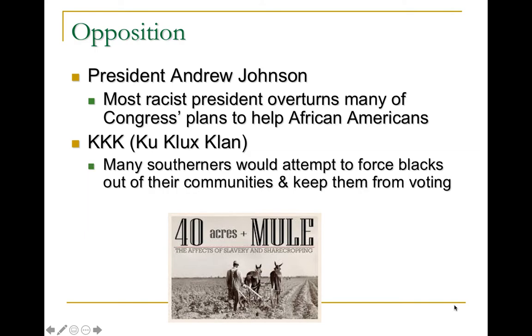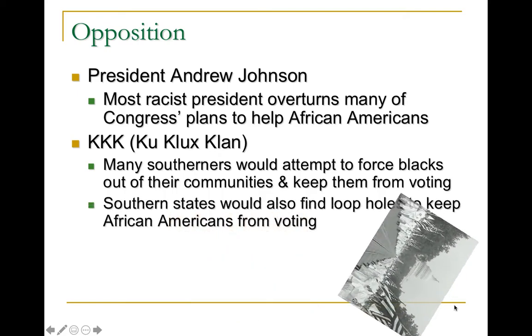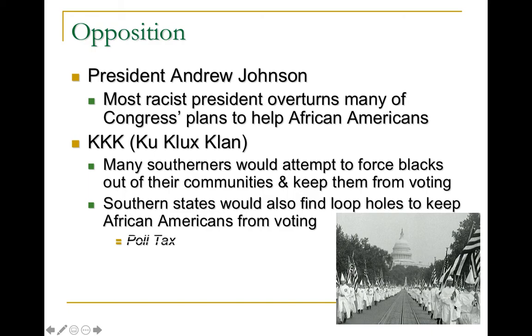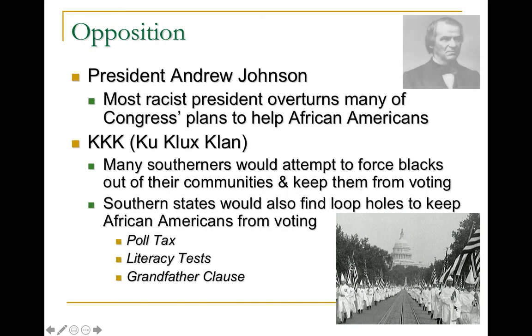The Ku Klux Klan, many Southerners would attempt to force blacks out of their communities and keep them from voting. So you also have the reign of terror that happens with the KKK. Now the KKK initially under President Grant was seen as a terrorist organization, as a negative thing. He waged the first war on terror against the Ku Klux Klan, not against jihadist extreme Muslims. However, because of scandals with Grant's presidency, he would not continue that war on terror and protect blacks. So blacks pretty much were to fend for themselves. Southern states also found many loopholes to keep African Americans from voting, such things as poll taxes, literacy tests, and grandfather clauses.